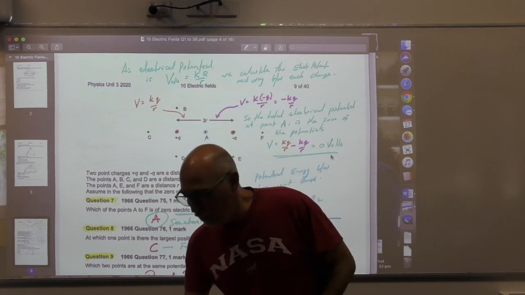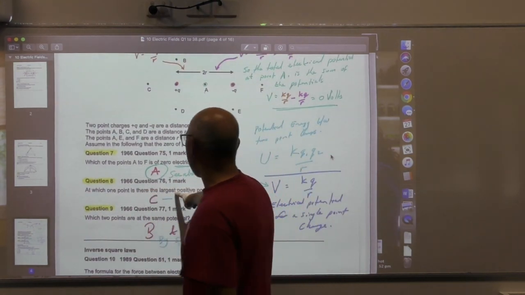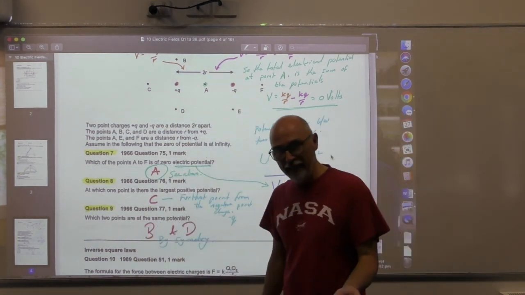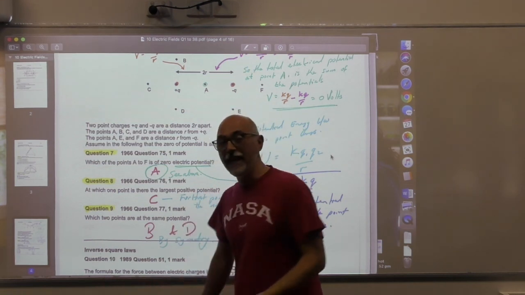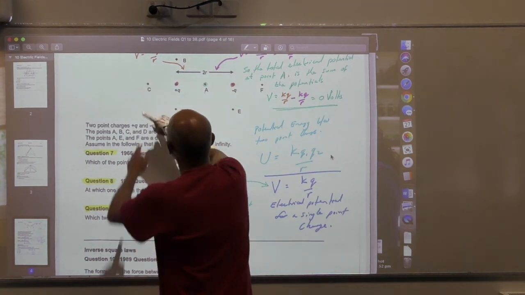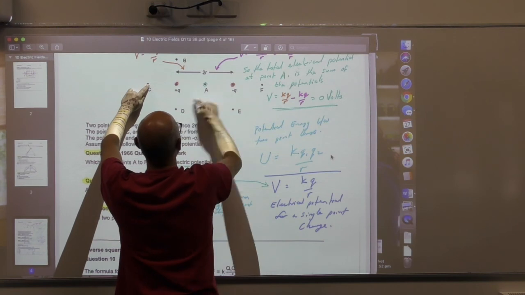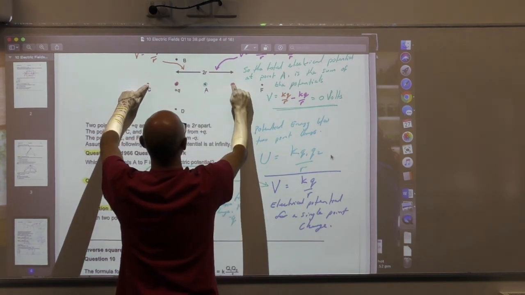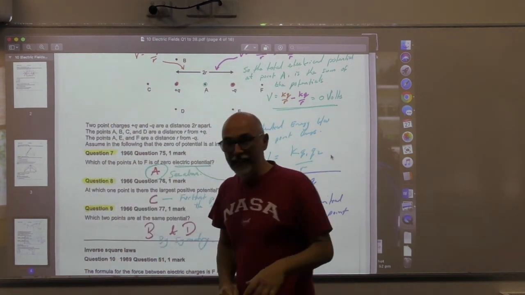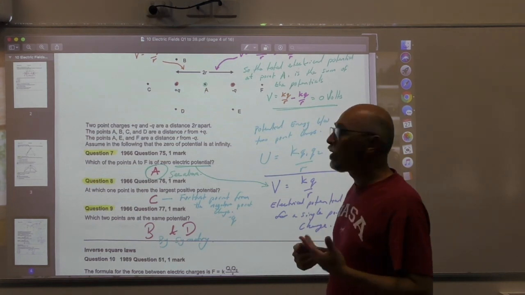So, for example, when we move on to question 8, at which point is there the largest positive potential? Okay, the largest positive potential is as far away from the negative as you can get. So the line from here to here is the longest line that there is, even considering D. The longest line from Q joins C. All right, so that is where the greatest positive potential is.